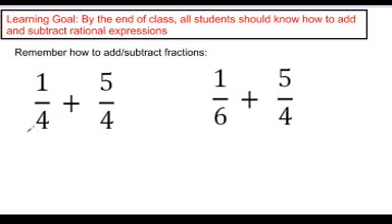So in this case, I have that situation. I can say this is 4 and 4, so I can just add across the top. This becomes 1 plus 5 is 6 over 4. So remember what we did. We added across the top of the fraction, and we left the bottom of the fraction alone. And then again, I can simplify this to 3/2. Okay, so if I ask you to add together 1/4 plus 5/4, your final answer in simplest form is 3/2.